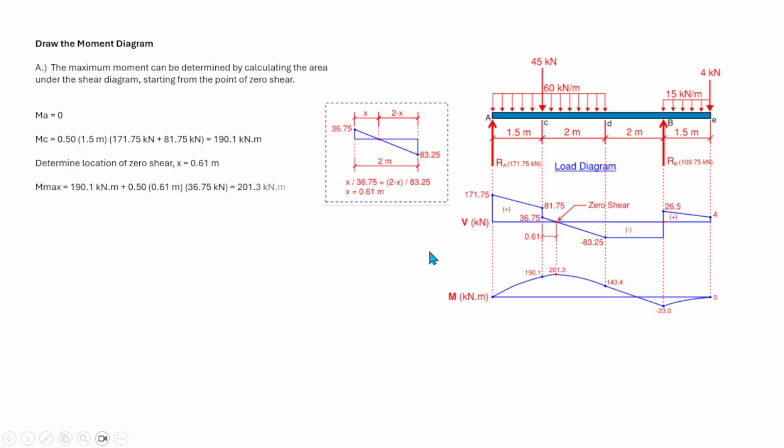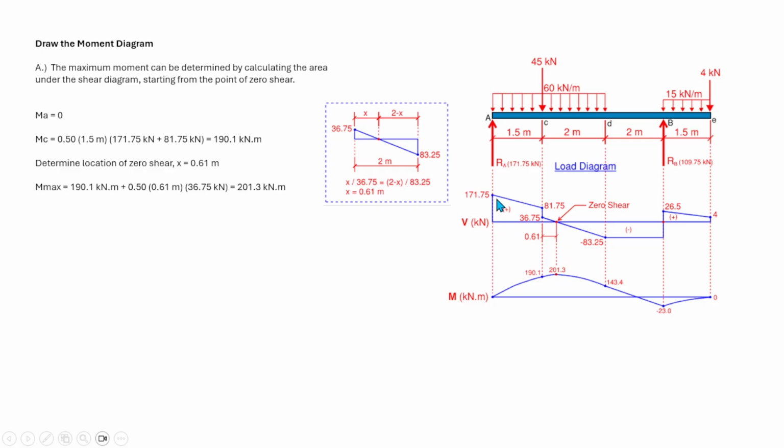So the maximum moment is just equal to 190.1 plus the area of this small triangle here. The area is 1/2 bh, that's equal to 190.1 plus 0.5 times 0.61 times the height, 36.75. The height of this small triangle is 36.75. So the maximum moment is equal to 201.3. This is the moment at zero shear.